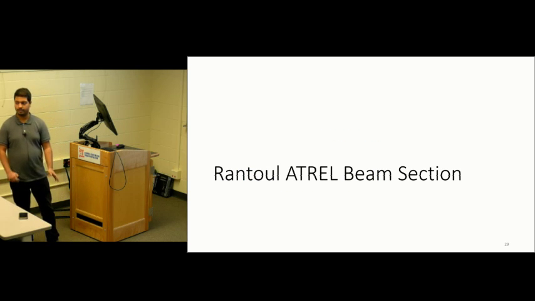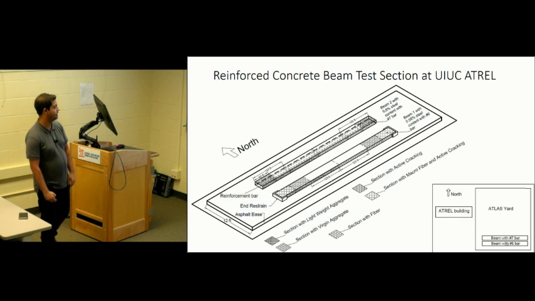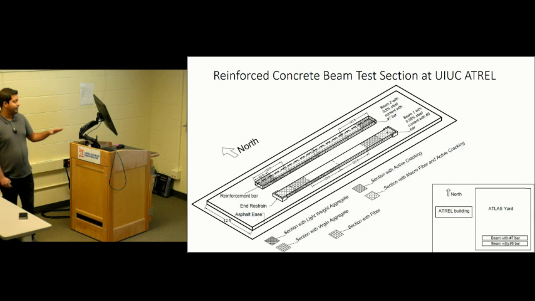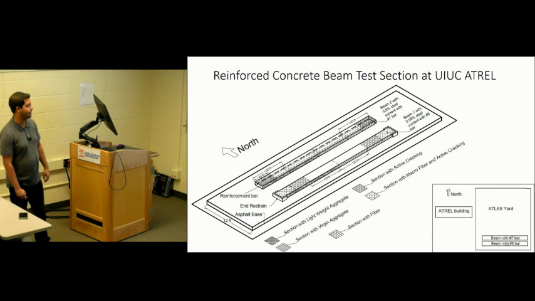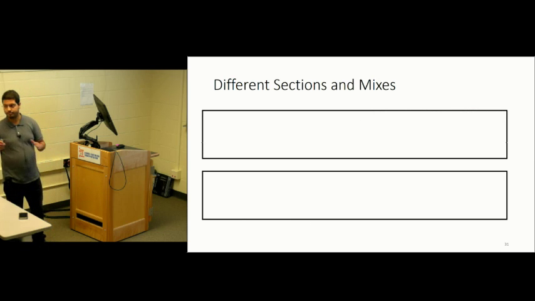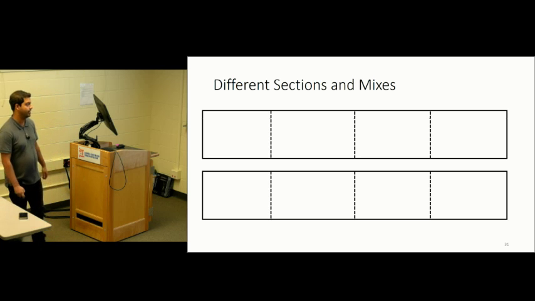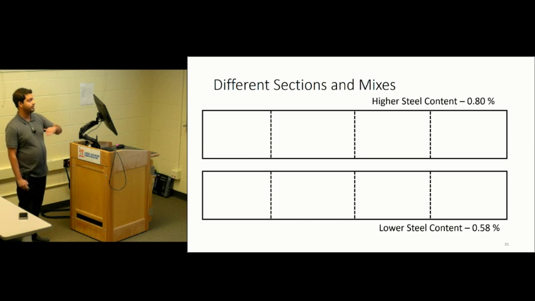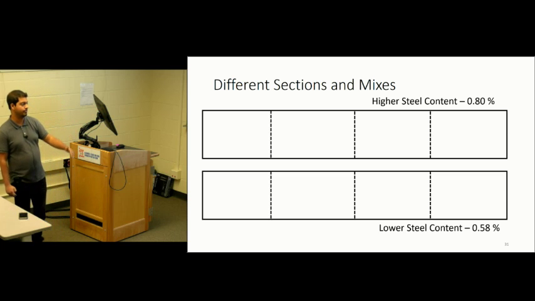So let's shift gear to the beam section here at Atlas Yard. We have two 500-feet-long beams with different combinations of material and steel. Let's start with this. We have two beams. Each beam is divided into 4 different sections. The difference is that one of the beams is more highly reinforced at 0.8%, and the other is 0.58%.